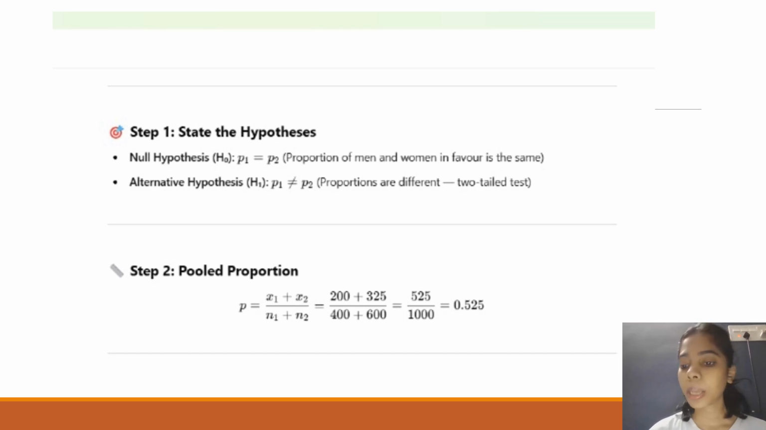In the next step, we are going to solve for P by performing some operations. P equals x1 plus x2 by n1 plus n2. Here we know that x1 equals 200, x2 equals 325, n1 equals 400, and n2 equals 600 from the question. If we solve this, we get P equals 0.525.